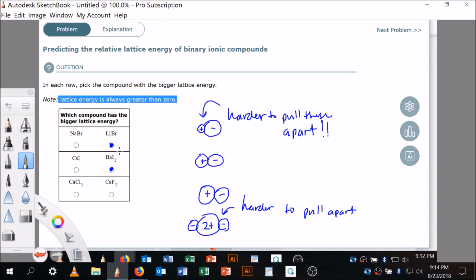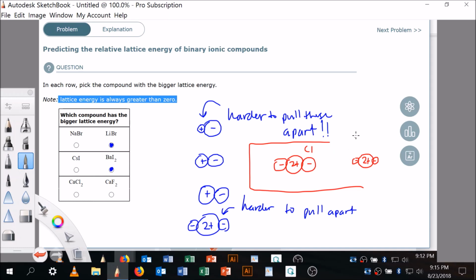Okay. And then finally, let's change colors because it's getting a little bit crowded here. And then finally we have calcium, which is a 2 plus, and a chloride, which is a minus, and a minus, or the calcium, which is 2 plus, and a fluoride, because they're smaller, right? Look on the periodic table. Fluoride's a lot smaller than chloride, okay?